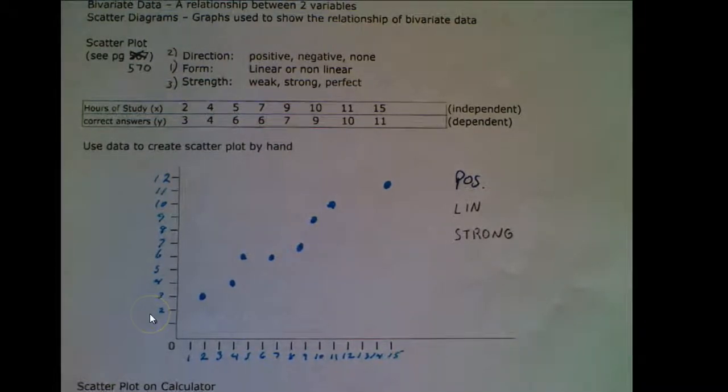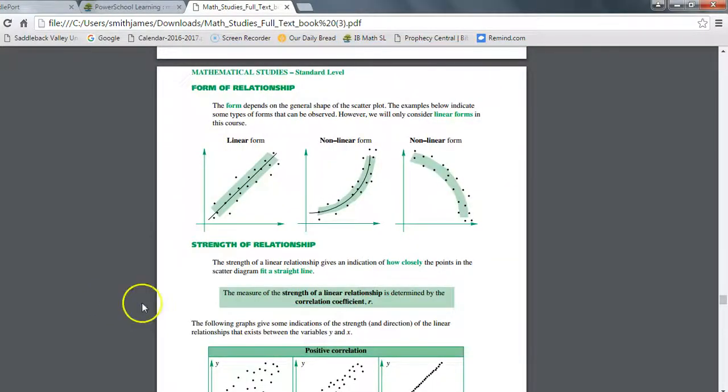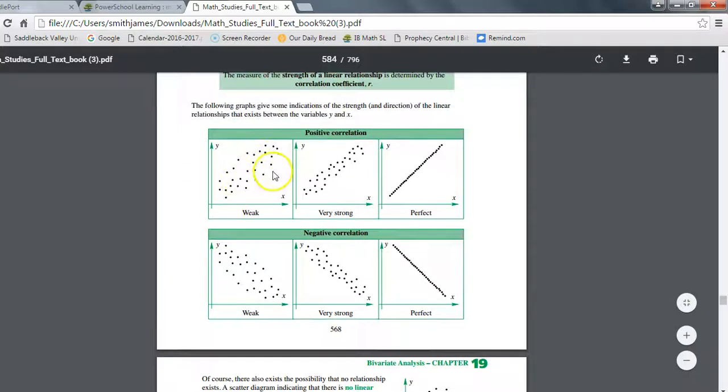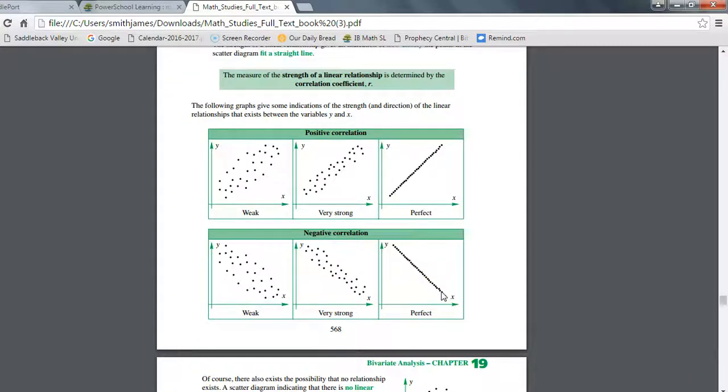So that's the direction of it. And again, you can see from this page out of your book right here, these are just some examples of a positive linear graph. So these are all linear. All 6 of these would be considered linear. And you can see all these are following that positive trend, whereas all 3 of these are following a negative trend.